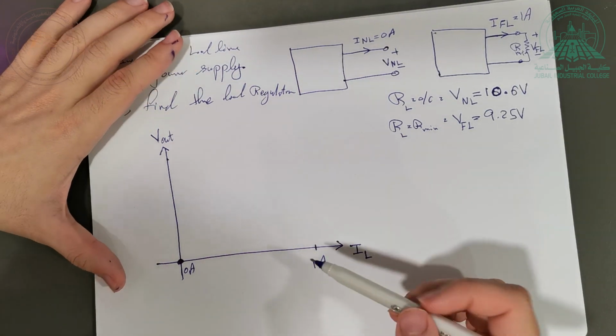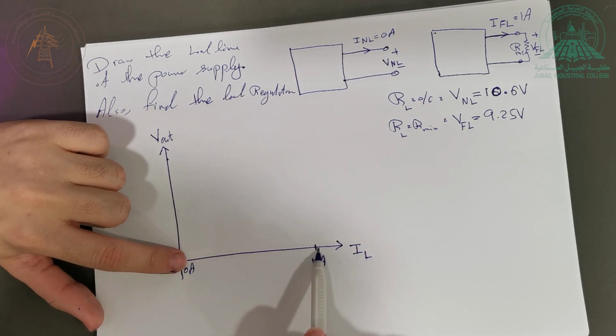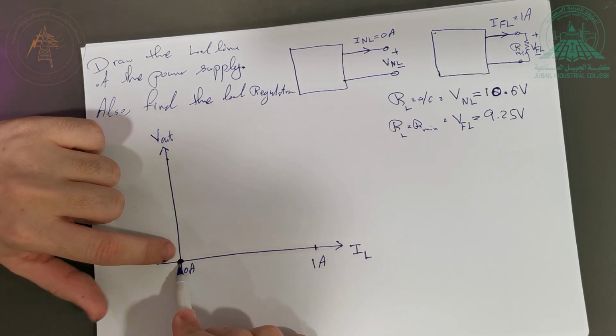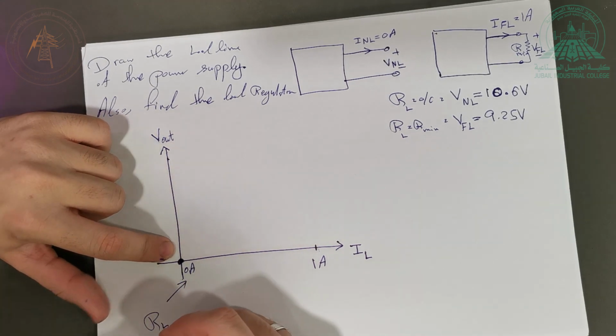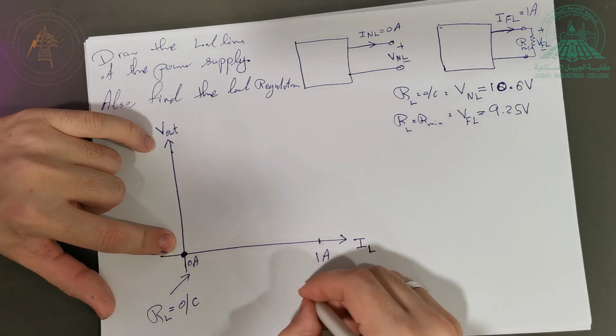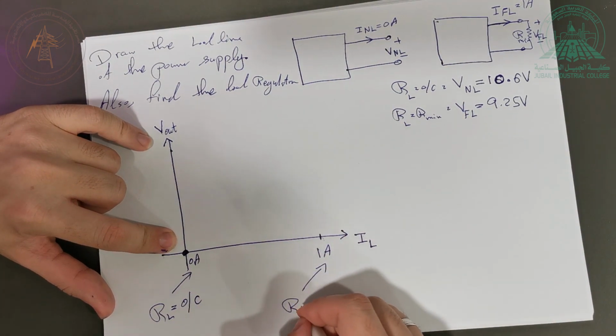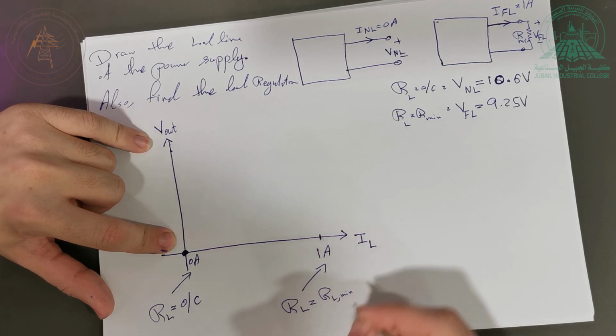Now what do I need to do? I need to see what the output voltage is in each of these two cases. When the load current is like this, when do I get this, by the way? I get this when RL is open circuit. When do I get this? I get this when RL is equal to R load minimum.